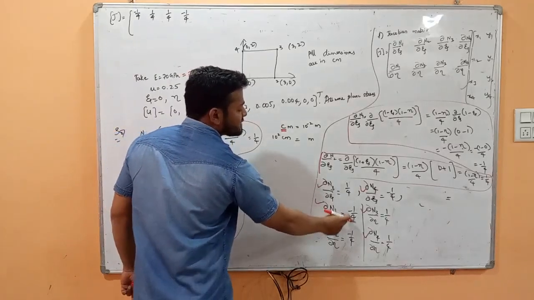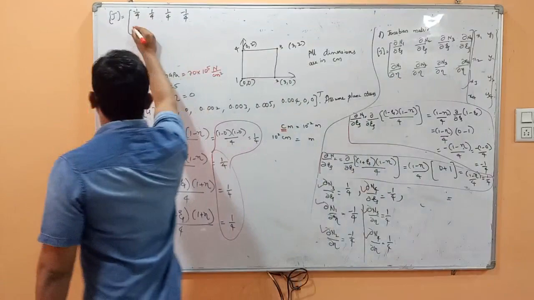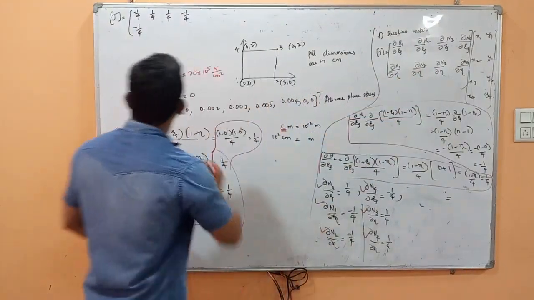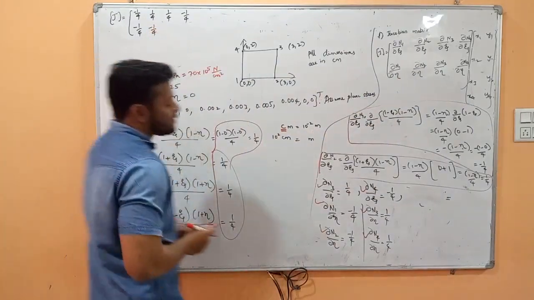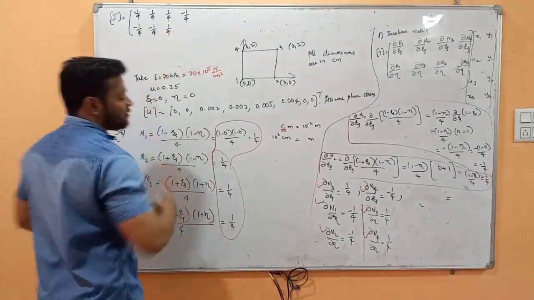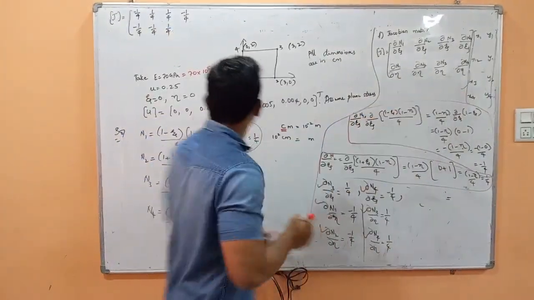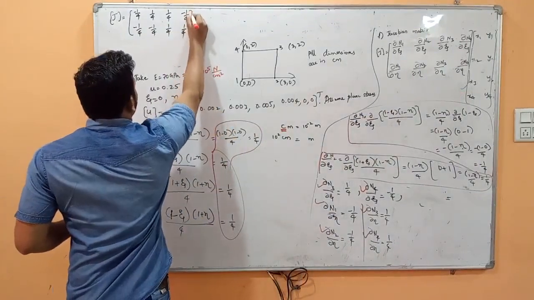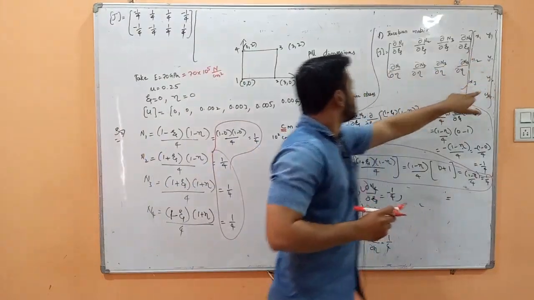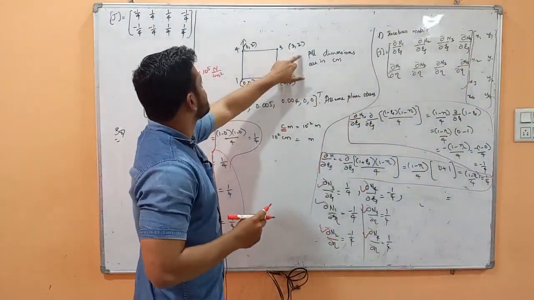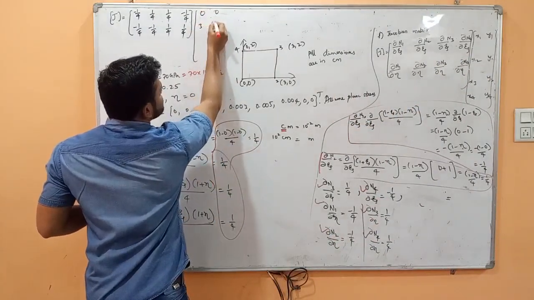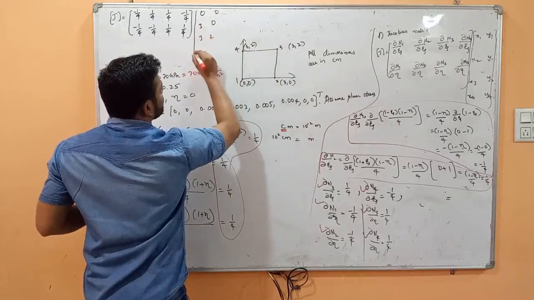Dou n1 by dou eta is minus 1 by 4. So here we have to put minus 1 by 4. Dou n2 by dou eta is minus 1 by 4. Dou n3 by dou eta is 1 by 4. And dou n4 by dou eta is 1 by 4. And we can substitute this x1, y1, x2, y2, x3, y3, x4, y4 values, which are given in the question. So 0, 0, 3, 0, 3, 2, 0, 2.